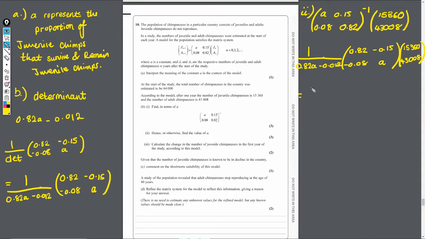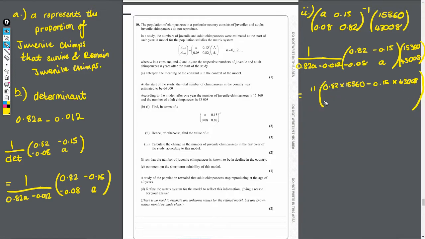I'm just going to do this symbol here just to represent this again, just so I've got more room. In the brackets now, it's going to be 0.82 times this, and then minus 0.15 times this. So 0.82 times 15,360 minus 0.15 times 43,008.